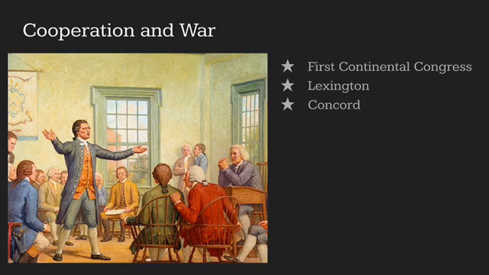Concord. This was when the British moved to Concord to find a supply depot. Americans removed most of it, but the British burned some. The Americans fought the British all the way back to Boston using guerrilla warfare, which showed what type of fighting would be used during the American Revolution.